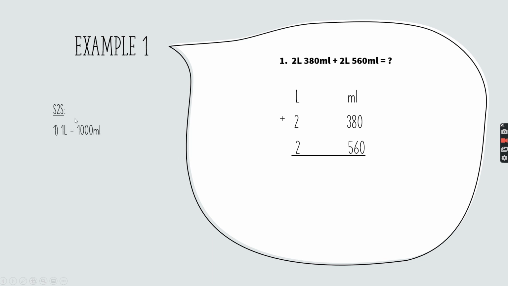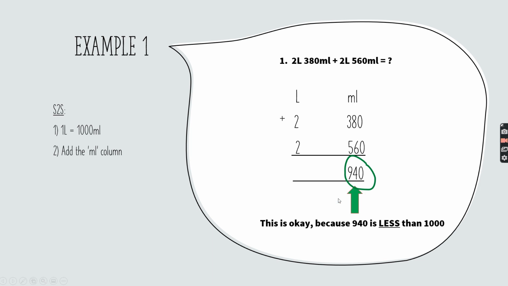So step 1 would be, we have to keep this in mind that we know 1 liter equals 1000 milliliter. Step 2 is add the ml column. So that's right here. We're going to focus on this column first, ml, milliliter. So 0 plus 0 gives 0. 8 plus 6 gives 14. Bring 1 up here, 1 plus 3 plus 5. That gives us 940. Now this 940, this is okay because 940 is less than 1000.